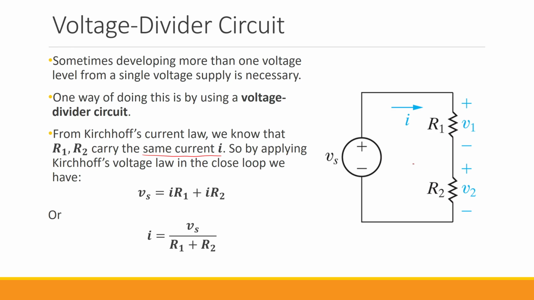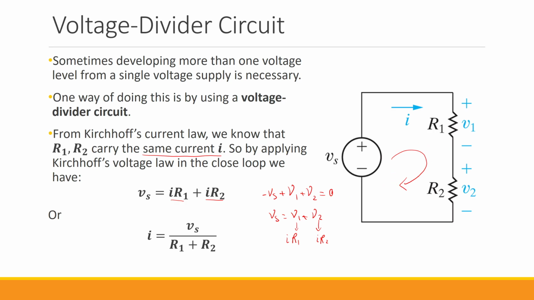Because of that, we need to only apply KVL around this closed loop. If I use the passive sign convention, we have negative Vs plus V1 plus V2 equals 0. Or if I rearrange it, Vs is equal to V1 plus V2. But from Ohm's law, we know that V1 equals the current multiplied by R1. So we have V1 equals I multiplied by R1. The same is true for V2: this is I multiplied by R2.